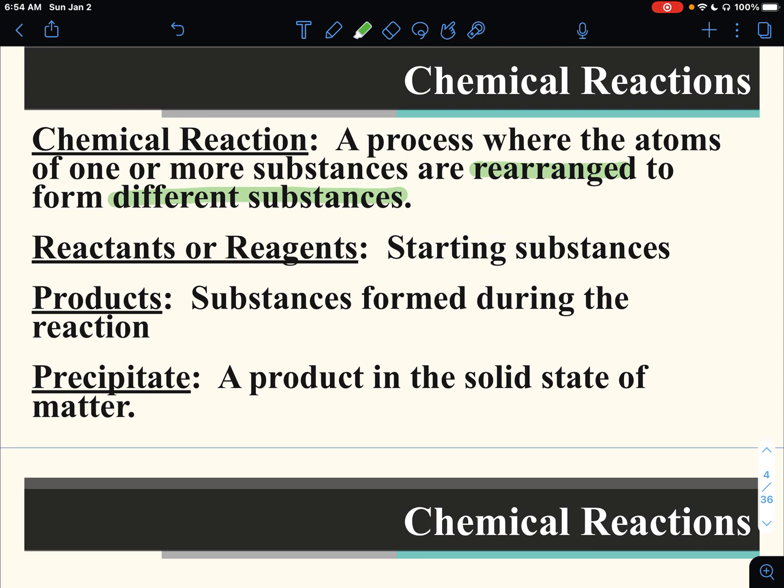Reactants or reagent, usually you'll hear reactants. Those are the things you start with. Products are the things you form. And then a precipitate is just a special form of product that is in the solid state. All right, and we'll talk about that because precipitates are really what chemists are often looking for because they're trying to create something, they're trying to synthesize something, and that something is the precipitate, which they then isolate.